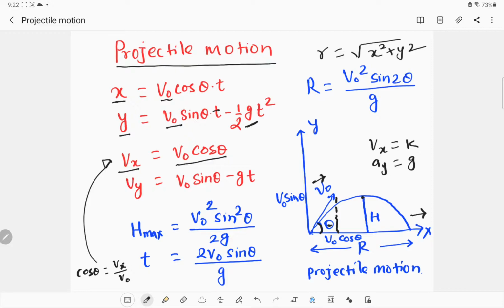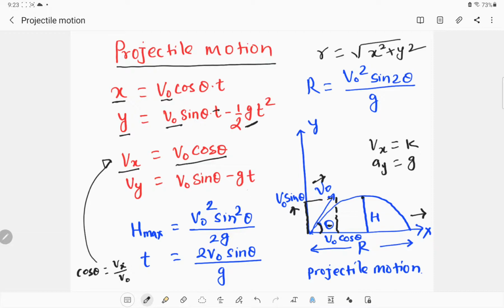Similarly, you can find the y component of the velocity, that is this component of the velocity, right? Which is v naught sine theta. Similarly, you can take the ratio of the sine of theta in this right angled triangle, and you will get v naught sine theta. That is the y component of the velocity. But again, along the y direction, there is the effect of acceleration due to gravity.